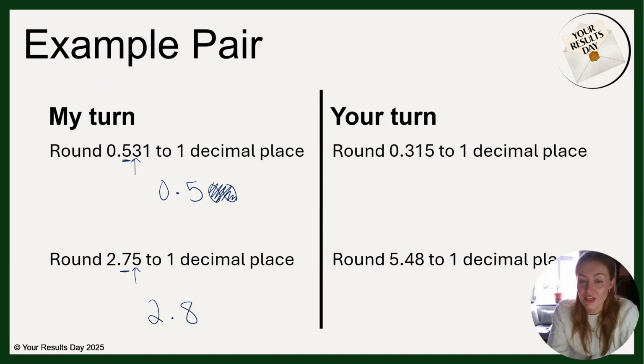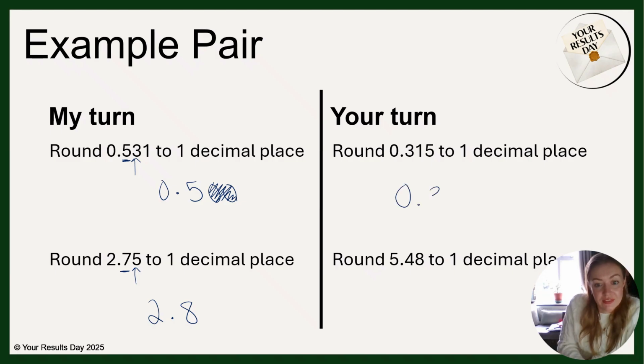Here are 2 for you to have a go at. Pause the video, hit play when you're ready to see the answers. 0.315 to 1 decimal place is 0.3. And 5.48 to 1 decimal place is 5.5.